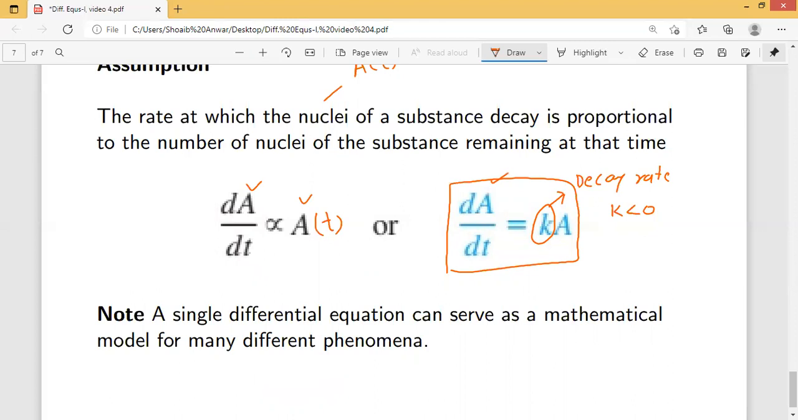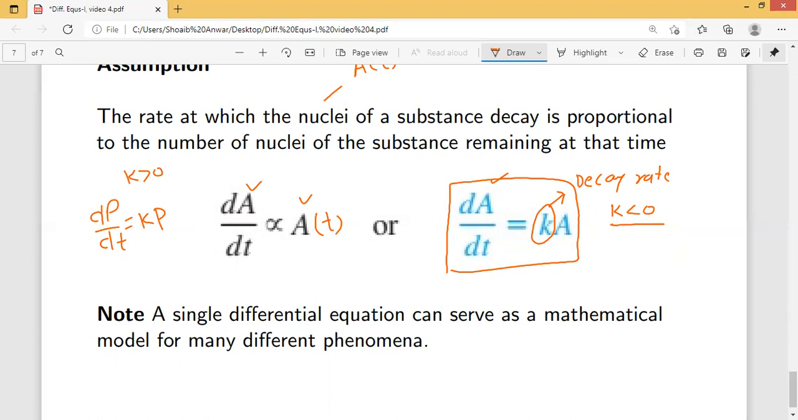In the above differential equation, dP by dt is equal to kP. Here we considered k greater than 0, meaning we are considering the growth model, and here we are considering the decay model. So here you consider the value of k should be less than 0.